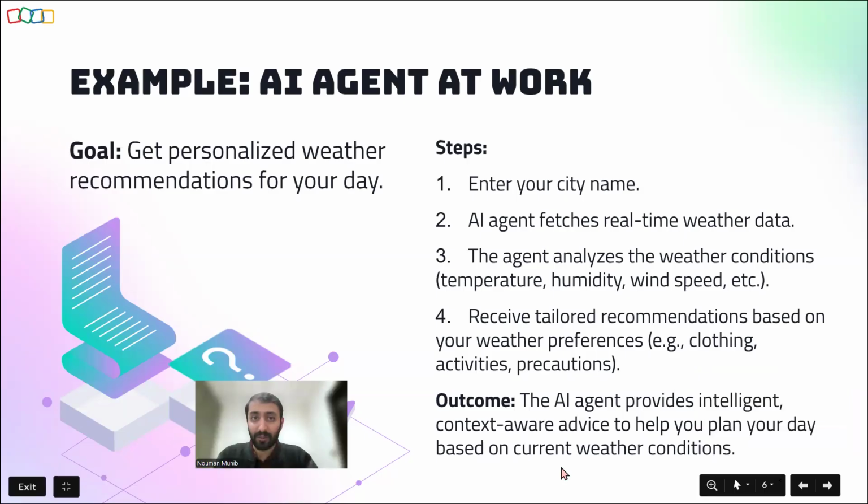All right, so an example that is good that we are going to look into is to get personalized weather recommendations for your day. And the steps that the AI agent is going to do: we are going to enter the city name, and then the AI agent is going to fetch the real-time weather data. The agent analyzes the weather conditions, whether it is hot or cold, the temperature, the humidity level, the wind speed, and everything. And then it's going to give us tailored recommendations based on the weather, such as what kind of clothes you should wear, or what precautions you need to take. The outcome is that the AI agent provides intelligent, context-aware advice to help you plan your day based on the current weather conditions.